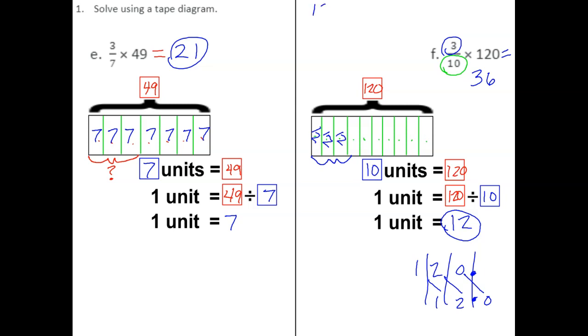And remember, you need to set it up as an addition problem. Set it up 2, 4, 6, 10, 20, 30. Or as a multiplication problem, 2 times 3 is 6. 1 tenth times 3 is 3 tenths. So either way, we get our answer of 36.